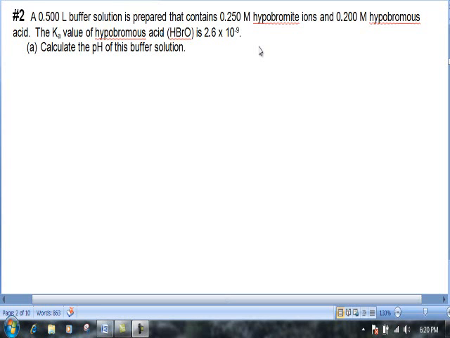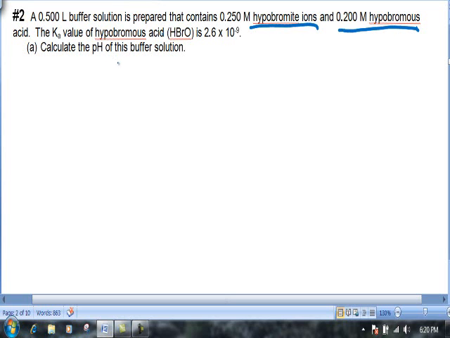Let's go over problem number 2 on buffer solutions from our day before the 2-day quiz practice problems. Now this buffer problem, we have a buffer because we have a mixture of hypobromous acid, a weak acid, and we have hypobromite ions, which would be the conjugate base or ions that would be in the salt coming from that weak acid. This mixture would give us a buffer system.